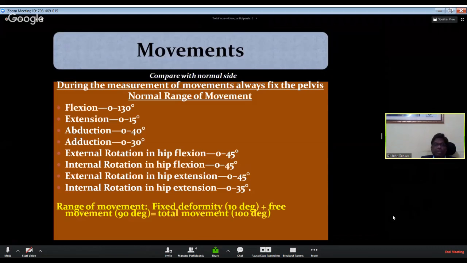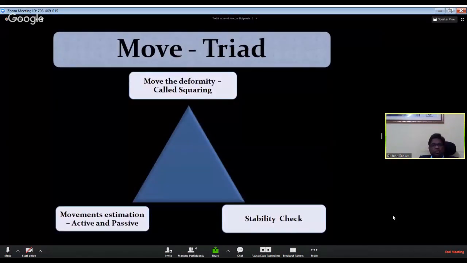The range of movement will be fixed deformity if it is 10 degrees and free movement if it is 90 degrees, and the total movement will be 100 degrees. So that is how you are going to assess it. So the triad: remove the deformity, call the squaring, then check for the stability, then assess the active and passive movements.